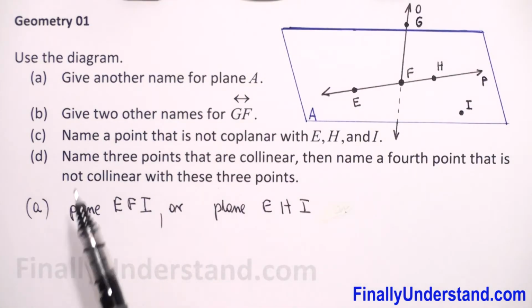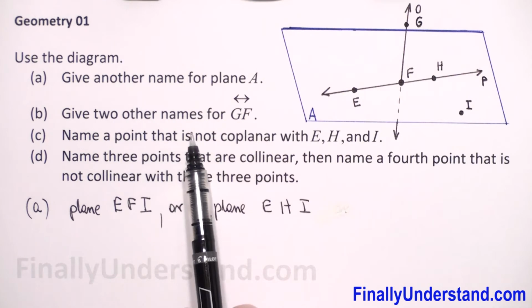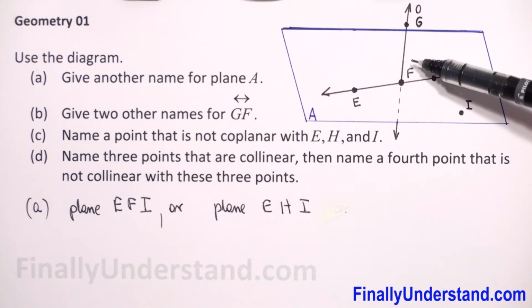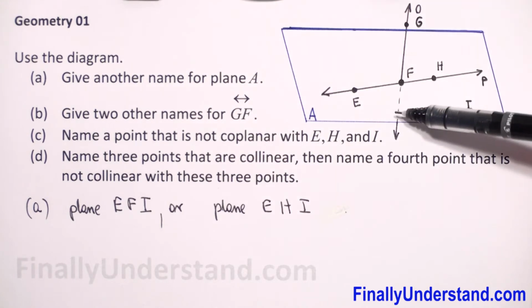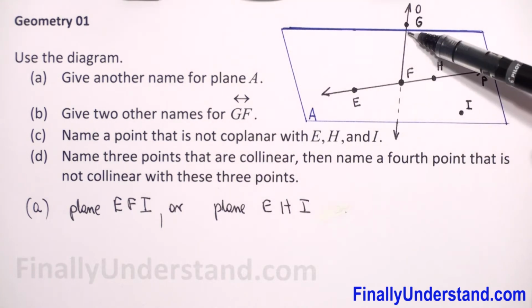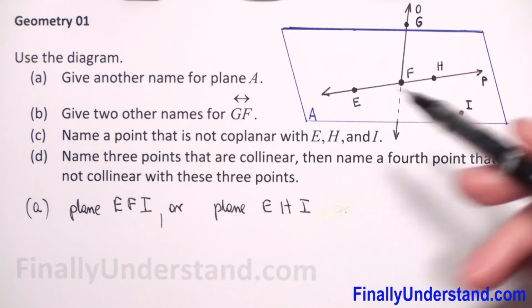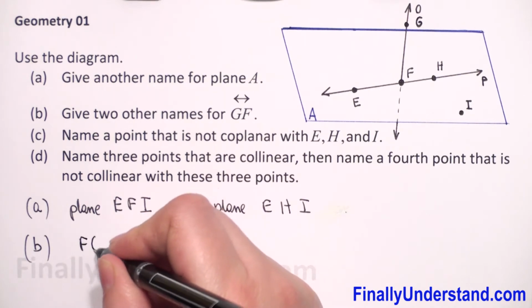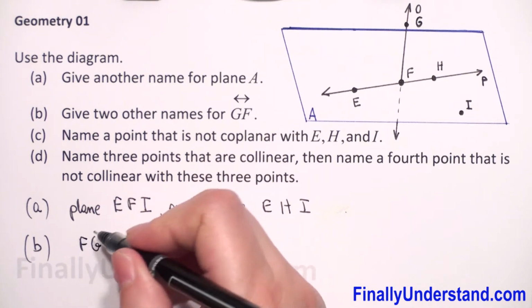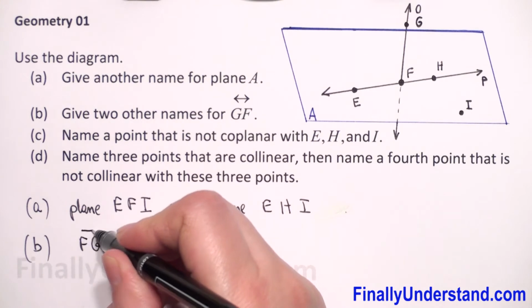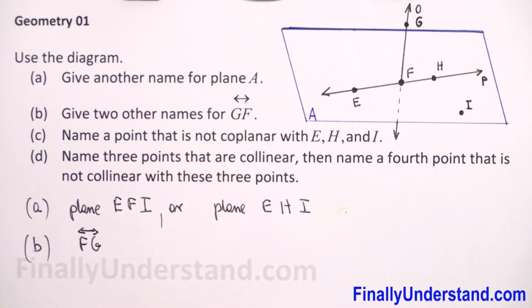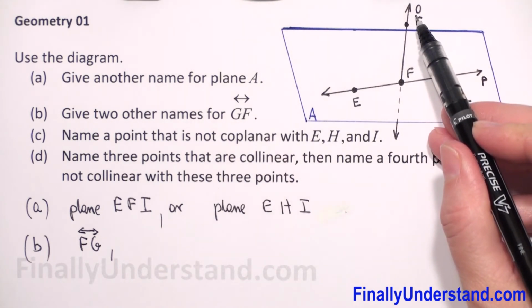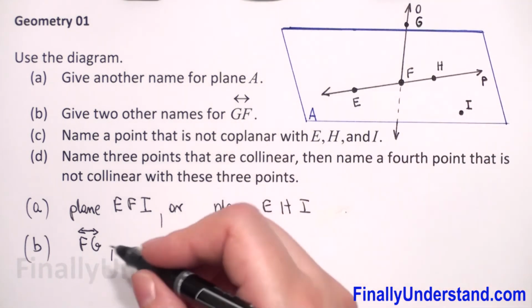Next, we have to give 2 other names for line GF. We can use any 2 points on a line to name it. In this example, our line GF can be named FG. We can use arrows above, or this is our line o. We have lowercase o.